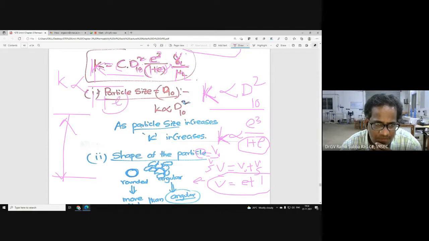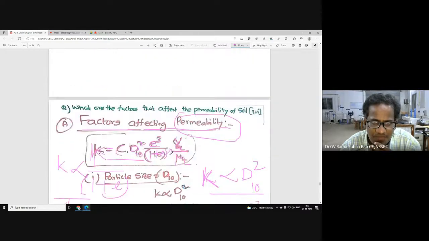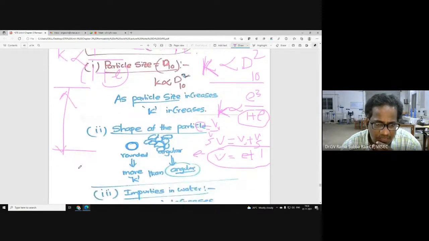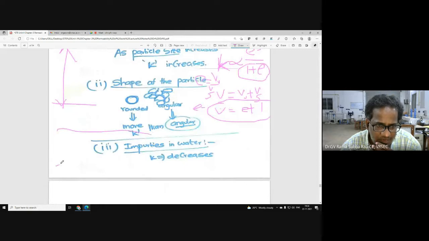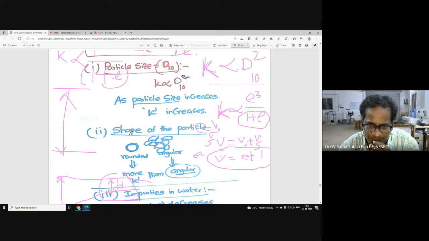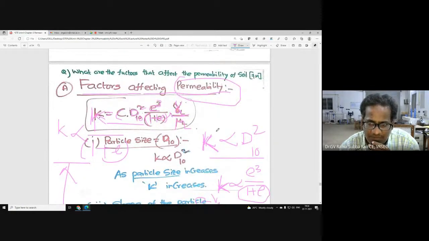Let me tell you, for the same soil, if the thickness is changing, here you see we have a soil deposit like this. Here the thickness of the layer is more. Here the thickness of the layer is less. At one location, the soil has more thickness, and at another location, thickness is less. As the thickness is less, volume is less, and permeability is more. So that's why K is inversely proportional to 1 by 1 plus e.